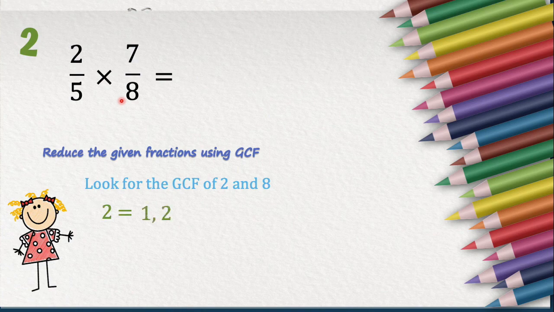So, for 2, again, looking for the GCF, you have to list the factors. The factors of 2 are only 1 times 2. And for 8, we have 1, 2, 4, and 8. That's 1 times 8 and 2 times 4. So, the common factor is 2. Therefore, we divide both by 2. 2 divided by 2 will give us 1. And 8 divided by 2 will give us 4.